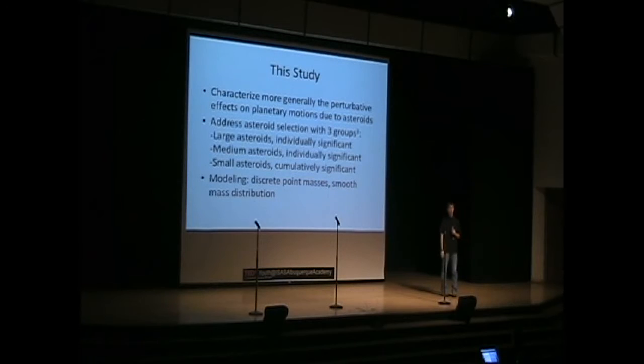So in this project, our purpose is a little different. We are not trying to refine high-accuracy ephemeris, but more so to characterize generally the perturbative effects on planets due to the asteroids. So previous studies use approximately 300 asteroids. However, we believe that the asteroids can actually be separated into one of 3 groups. First off, the large asteroids. There are about a dozen or so of these. And these asteroids have an individual large effect on the planets.